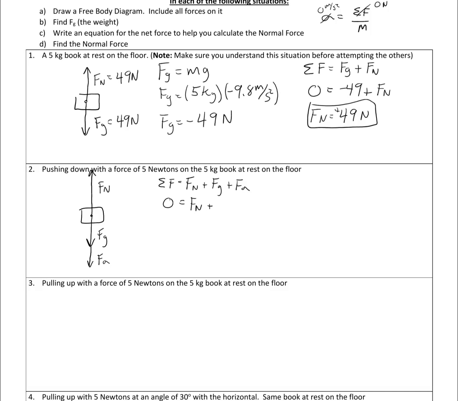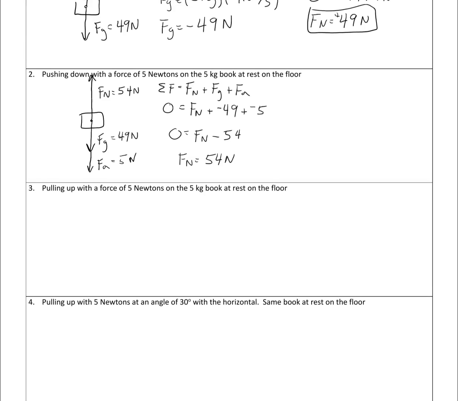The weight is 49 newtons downward, negative 49. The applied force is 5 newtons downward, negative 5. So if this is 49 and this is 5, what do you think the normal force is going to be? You have the normal force minus 54 newtons. So the normal force is equal to positive 54 newtons up. Very good.